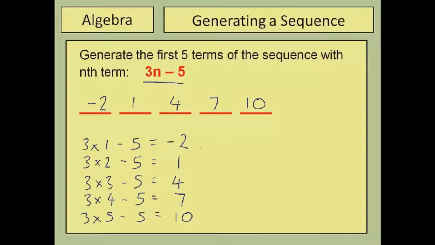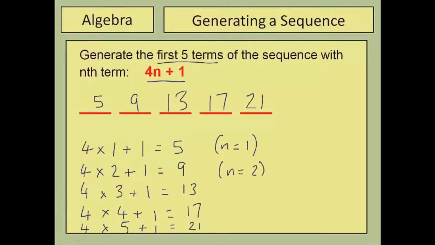You might notice something interesting about this sequence. It goes up in 3s each time, and in the nth term expression there was a 3 in front of the n. This is always the case if we have a look back at the previous one. This one was 4n plus 1, so as you might expect this sequence goes up in 4s. This is a nice little way to check you've done your answer correctly, because it should go up in whatever was in front of the n.